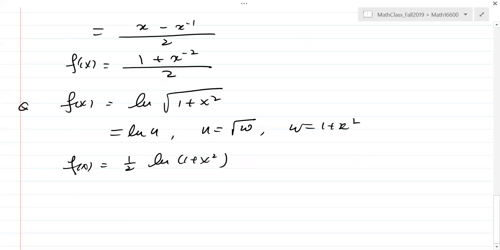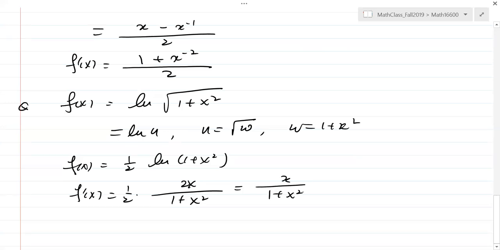So don't just directly differentiate the function. You have to look at the function and see whether you can change its form. Then you differentiate. Then you get 1 plus x squared in the denominator, and differentiating x squared gives 2x. So the answer will be just this. All right. So this is about the derivatives.